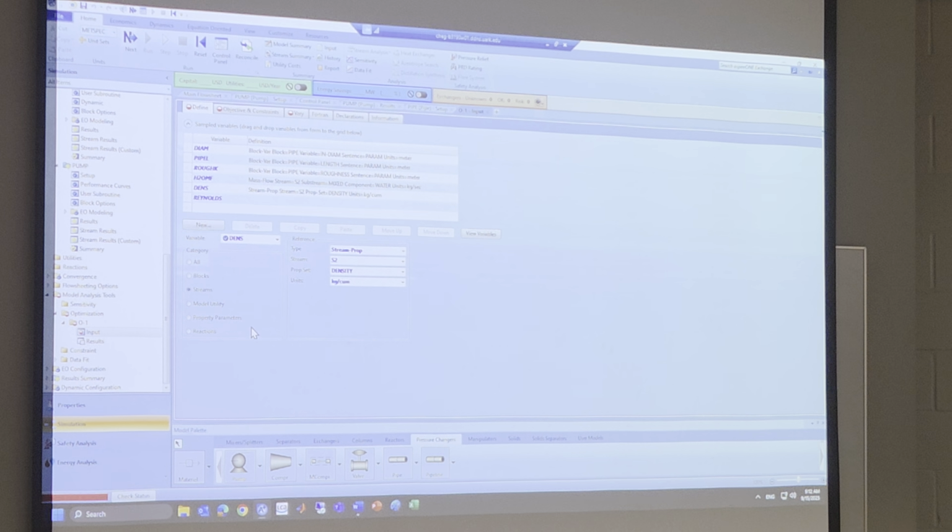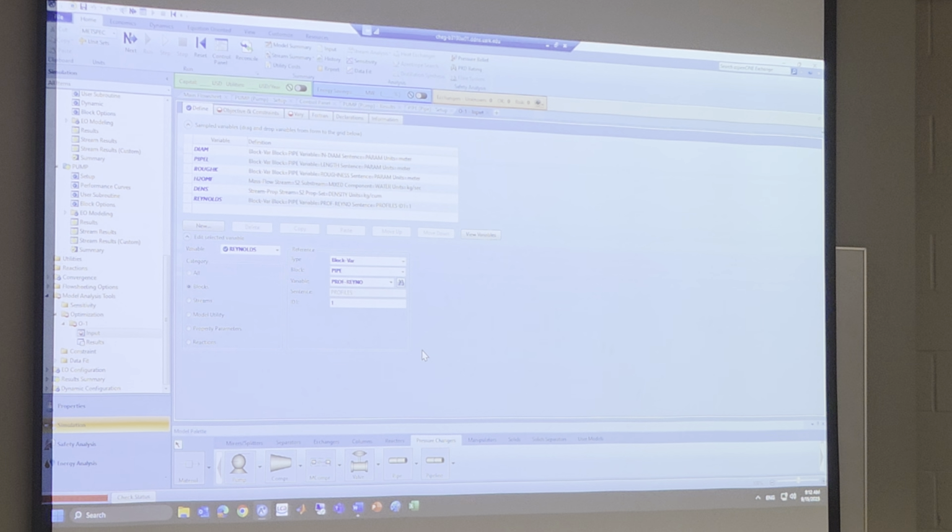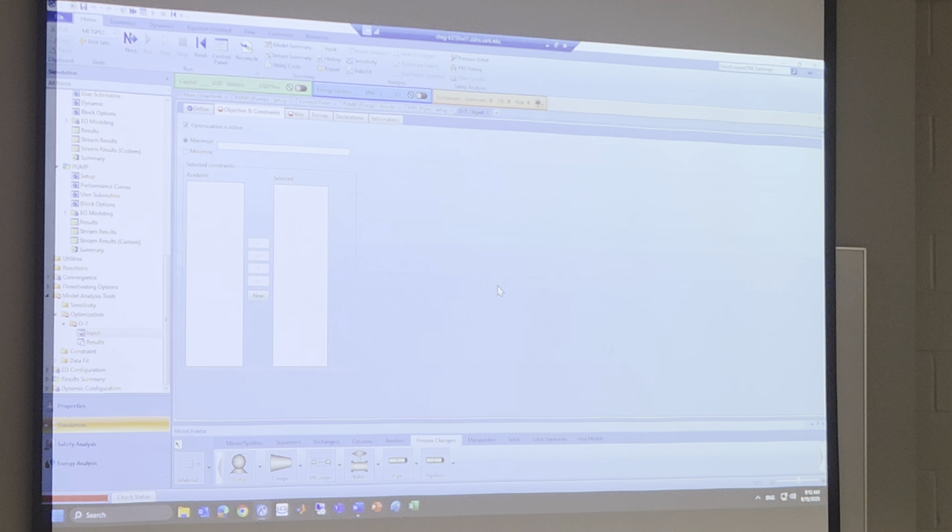Reynolds number, block variable, in the piping system. Can we see Reynolds number? Property, I think. Property Reynolds. Reynolds number, ID equals 1. That's how we defined it. Next, objective and constraints. Clear up.